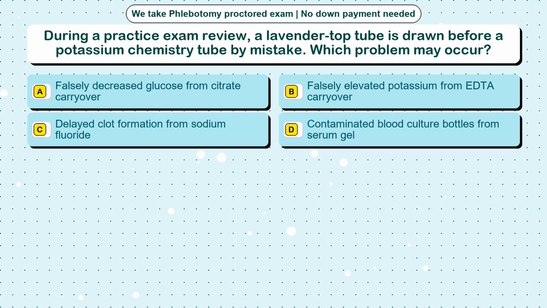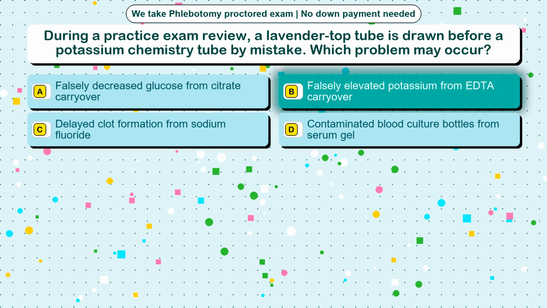Which problem may occur? Option A. Falsely decreased glucose from citrate carryover. Option B. Falsely elevated potassium from EDTA carryover. Option C. Delayed clot formation from sodium fluoride. Option D. Contaminated blood culture bottles from serum gel.